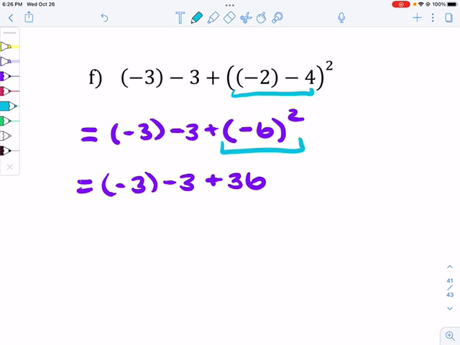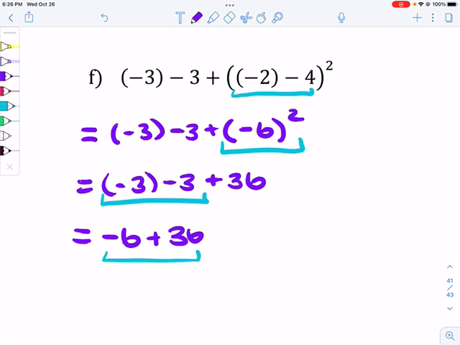And now I have addition subtraction. So I'm going to tackle 2 at a time. So I have negative 3 minus 3 giving me negative 6. And I have negative 6 plus 36, which is essentially the same as 36 minus 6, which is just 30.